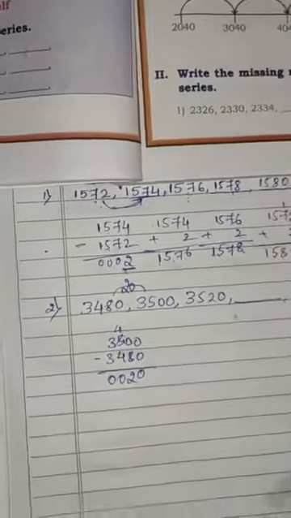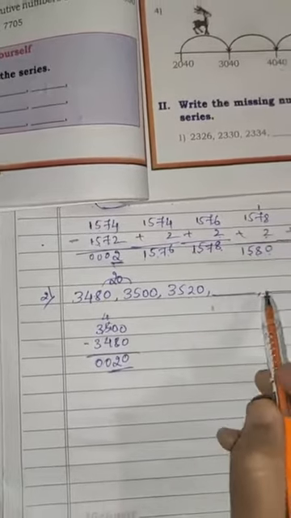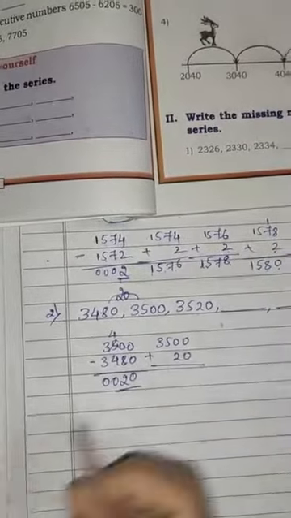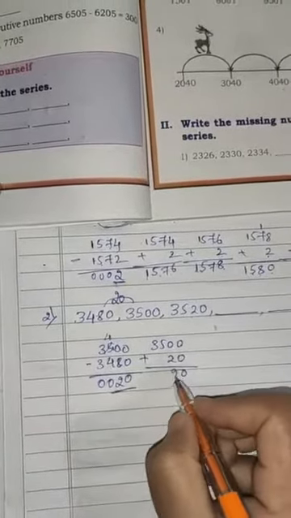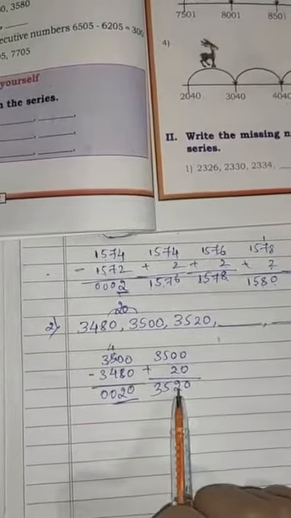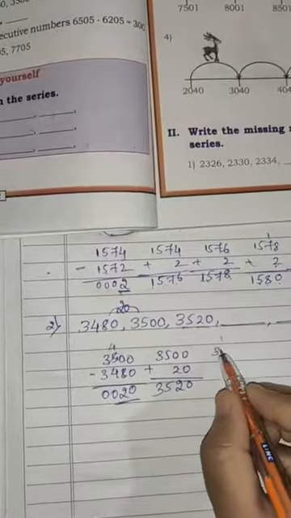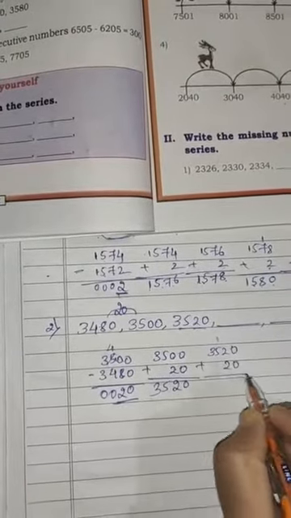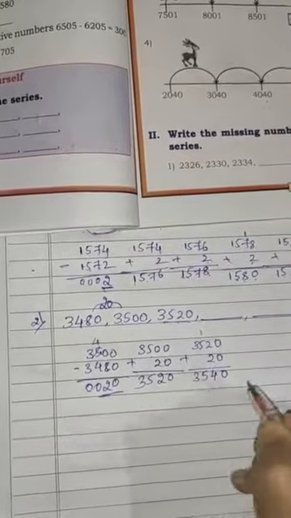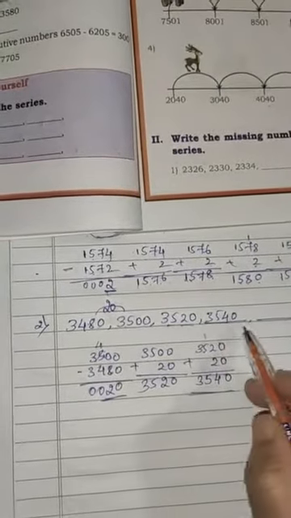Yeah, right? Okay. Now what we have to do next? Yes, we have to go on adding these 20 to each number every time. So this one 3500 plus 20. 0 plus 0, 0. 0 plus 2, 2. 5 it is same. So 3. What will the answer be here? 3520. Again what we have to do? Yes, we have to add 20 to this number. 3520 plus 20. 0 plus 0, 0. 2 plus 2, 4. 5, 5. 3 is 3. So what is the answer? 3540 is the answer.